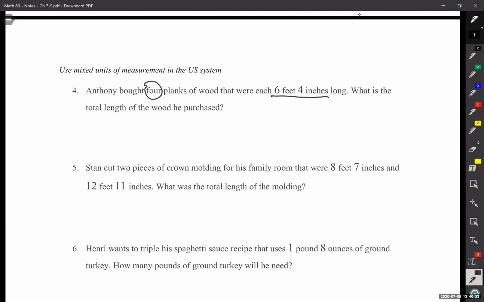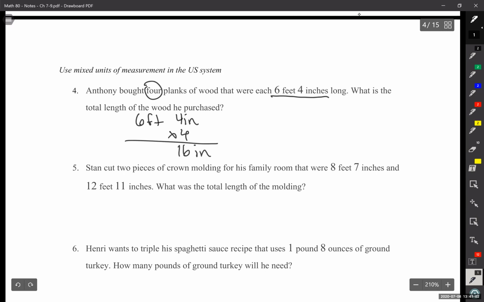So what I'm going to do here is I need to somehow multiply this 6 feet, 4 inches with the 4 planks of wood. So I can just multiply this. I'll show you 2 ways. We can do this either by using mixed numbers or improper fractions. So if I have 6 feet and 4 inches, I can multiply that by 4, just like I always do. Just like always, multiply 4 times 4, multiply 4 times 6.